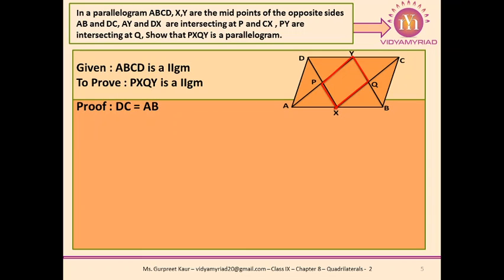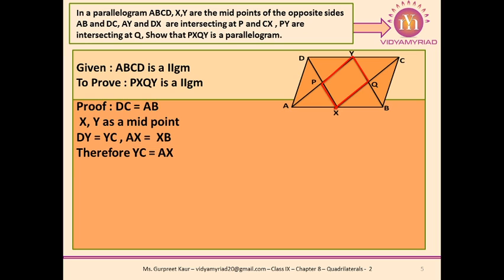Now here, because ABCD is a parallelogram, we can say that DC is equal to AB because opposite sides are equal and parallel, and we know that X and Y are the midpoints. So DC is equal to DY and equal to YC because Y is the midpoint. Similarly, on AB, X is the midpoint, so I can say AX is equal to XB. Therefore I can say that YC is equal to AX.